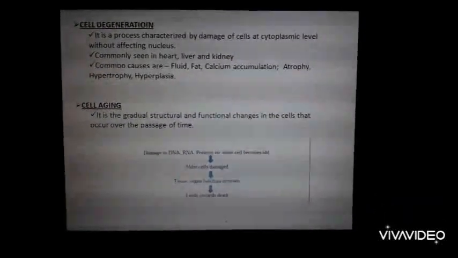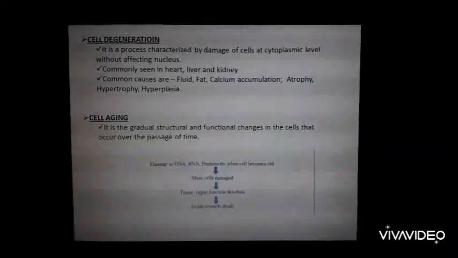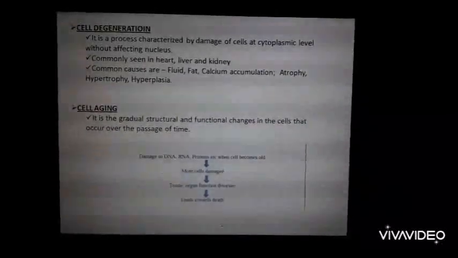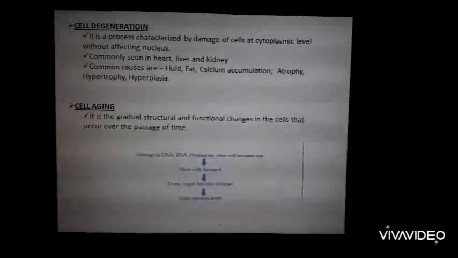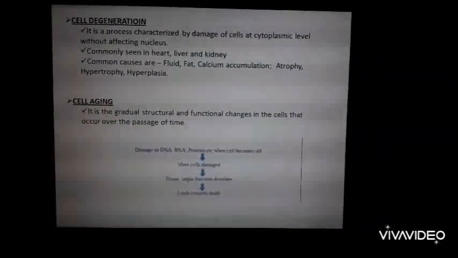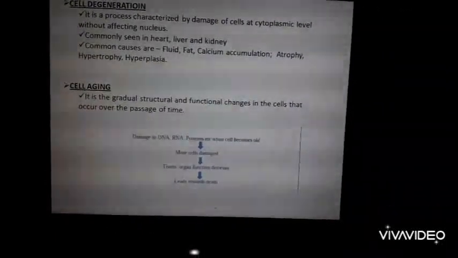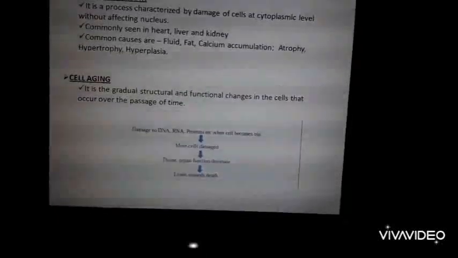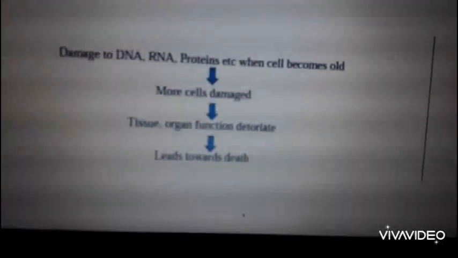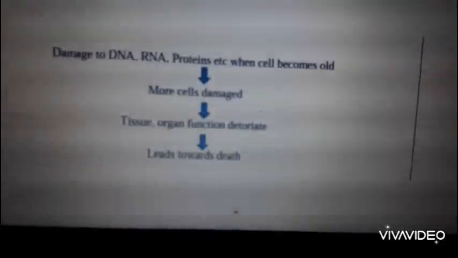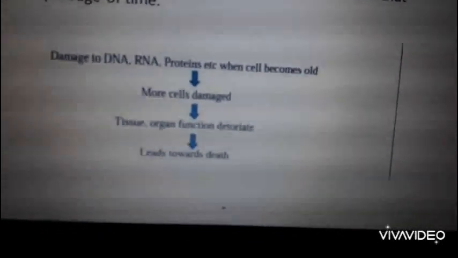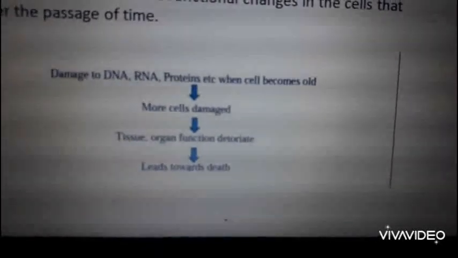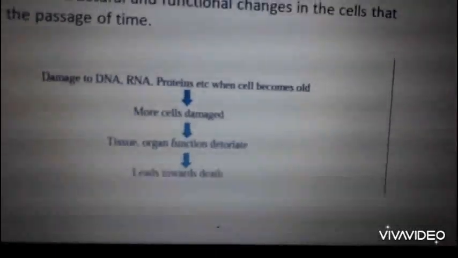Cell degeneration, it is process characterized by damage of cells at cytoplasmic level without affecting nucleus, commonly seen in heart, liver and kidney. Common causes are fluid, fat, calcium accumulation, atrophy, hypertrophy and hyperplasia. Cell aging, it is the gradual structural and functional changes in the cells that occur over the passage of time. There will be damage to DNA, RNA, proteins when the cell becomes old. Then more cells get damaged. It may cause tissue organ function to deteriorate, leads towards death.